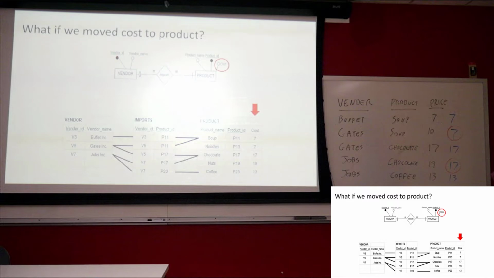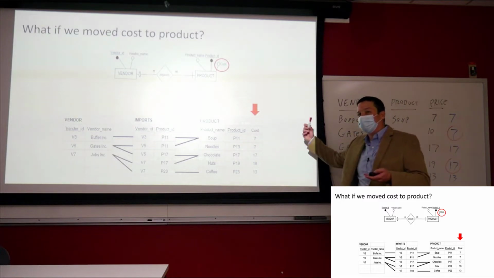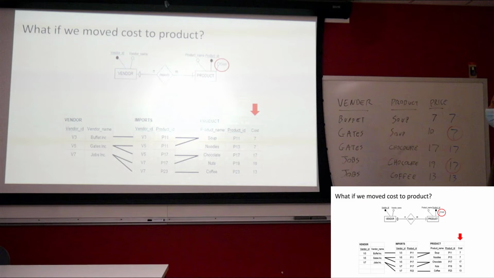Is this the way the world works? Maybe in some worlds it does. There's probably some products that the price is regulated in this way such that no matter who the vendor is, they have to sell it for a certain price, right? I don't know that soup, noodles, chocolate, nuts, and coffee fall into that. So maybe this is the right data model for some situations, probably not for this situation.